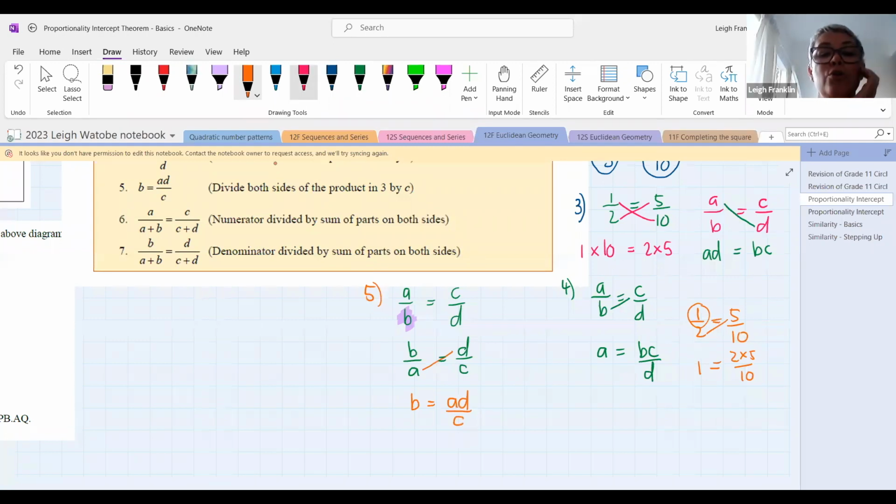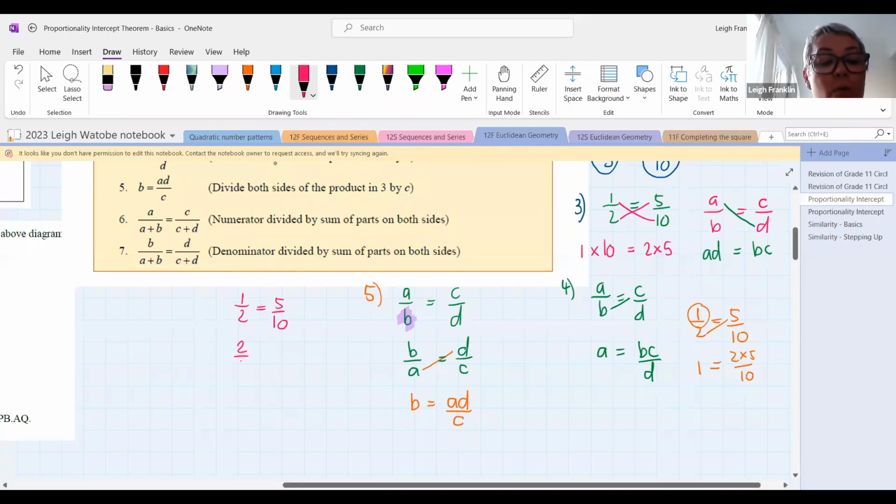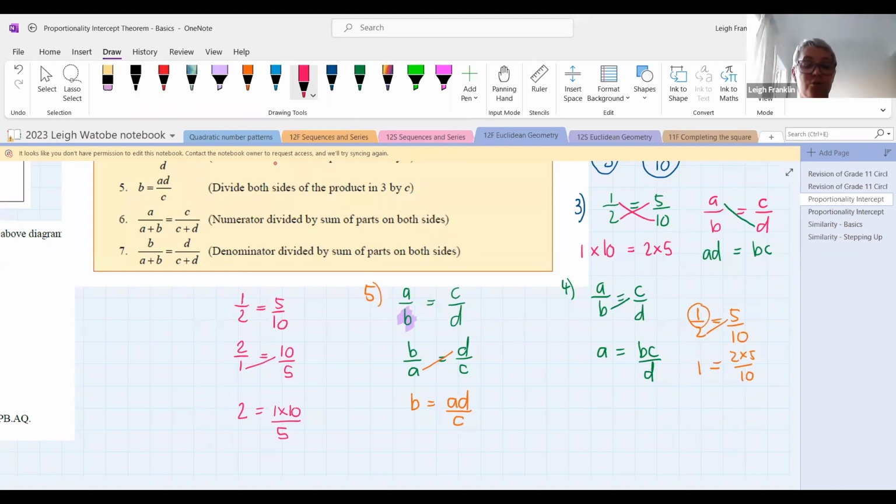Now I want to show you how this works with numbers. So if I've got 1 over 2 is 5 over 10. Now I'm going to invert them. 2 over 1 is the same as 10 over 5. I want 2 on its own. So I'm going to cross multiply 1 and 10 together. So 1 times 10 divided by 5. So 10 divided by 5 is 2. This is why it works.